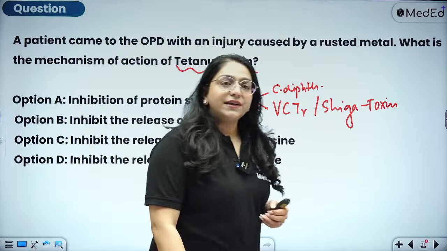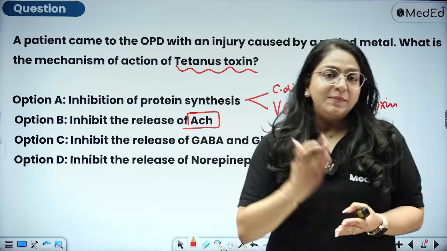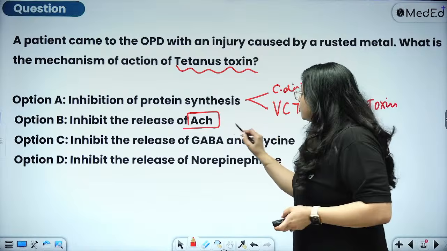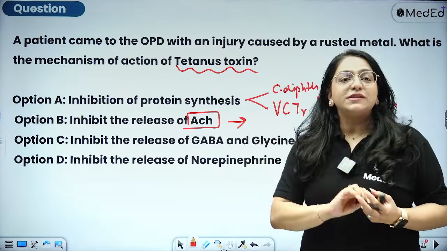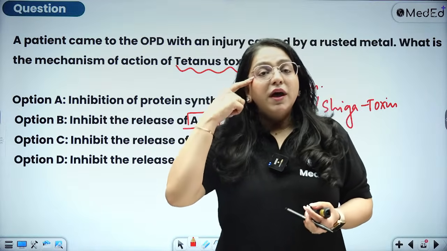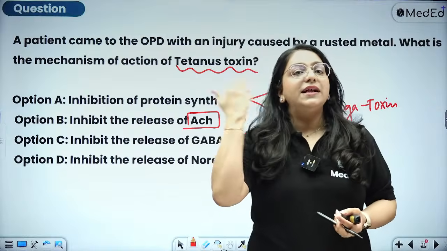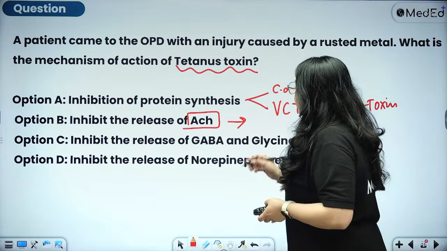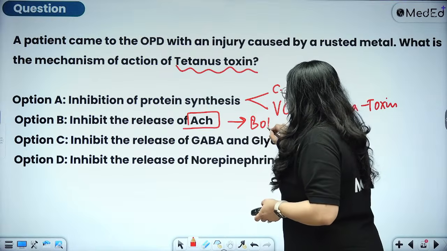Acetylcholine is an excitatory neurotransmitter. So if we inhibit acetylcholine, it will lead to flaccid paralysis. That looks to me like the Botox injection, because I give the Botox injection here to reduce the contraction of muscles so that the wrinkles go away. So yes, you're correct, Arun.